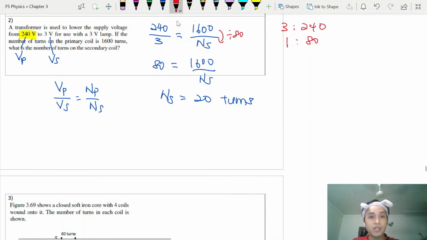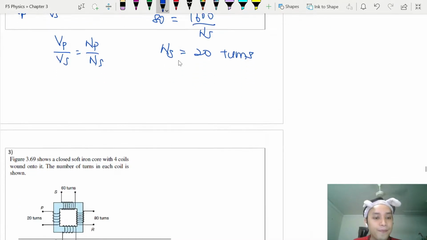The relationship of the ratio here is good for you, especially when you're doing objective questions, because in objective you don't need to show the steps, you only want to find the correct answer. So yeah, you can use that.